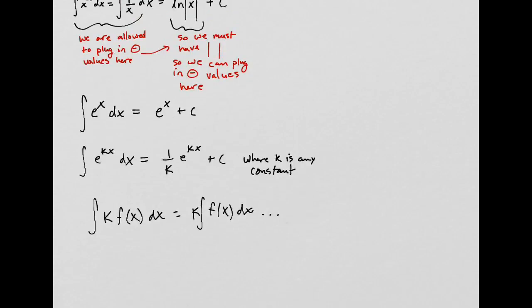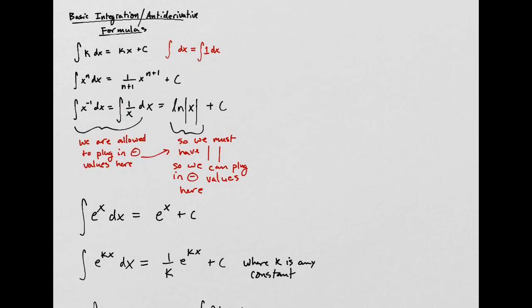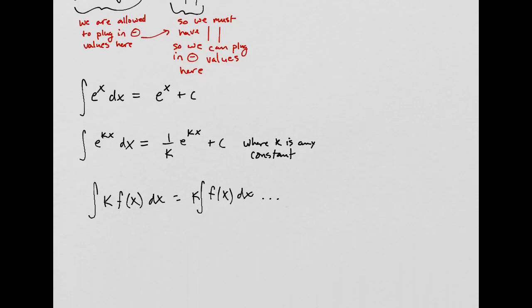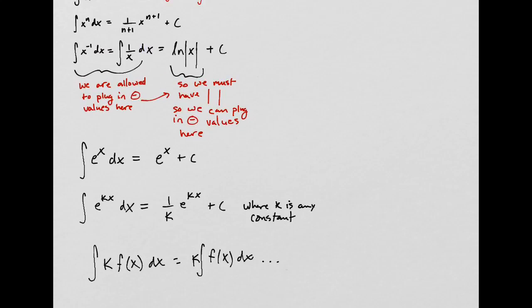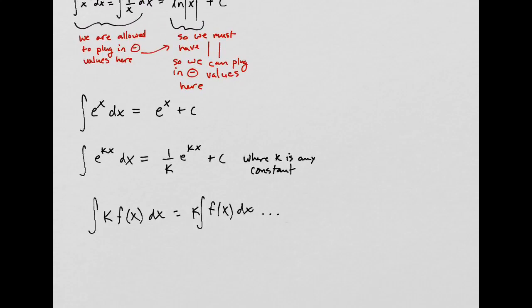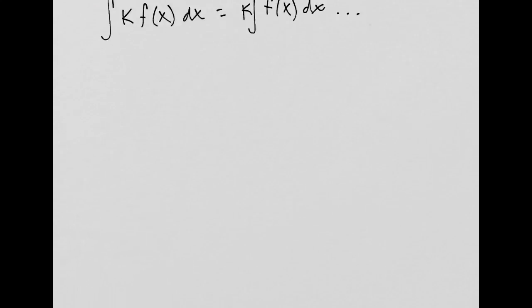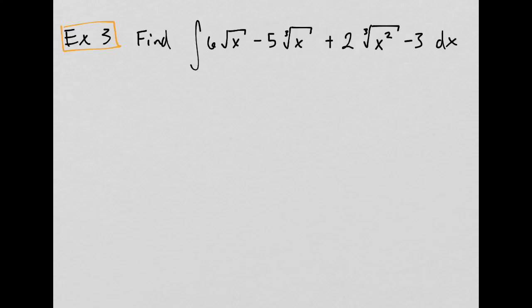Actually, let me zoom out. There are all the formulas that we're going to have: basic integration or antiderivative formulas. There we go. They got bigger as we went along. All right, example 3. Find the indefinite integral of 6 times the square root of x minus 5 times the cube root of x plus 2 times the cube root of x squared minus 3.